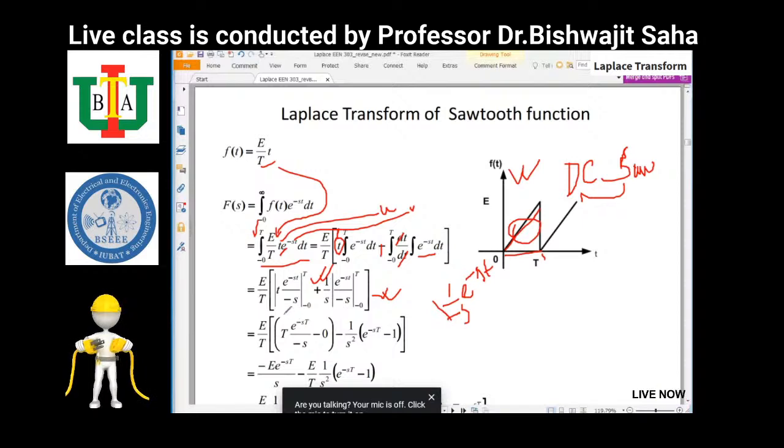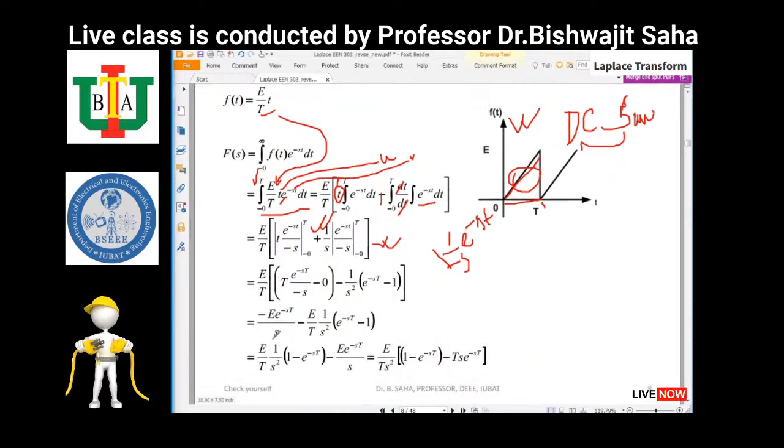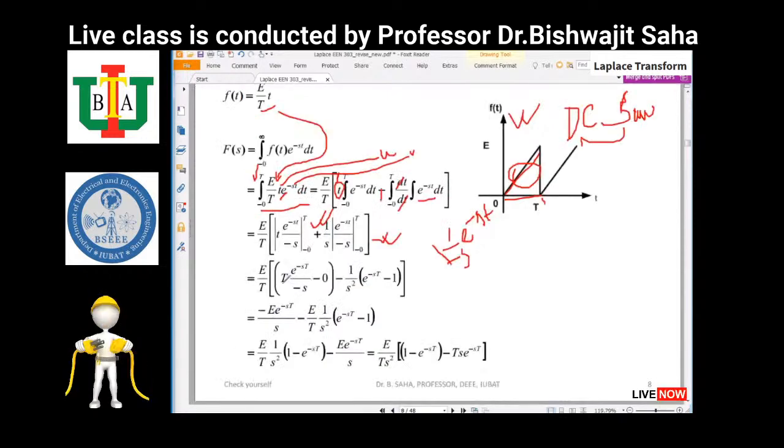After that, we are rearranging the line. When you put the limit t, e to the power minus st divided by minus s. Any question?